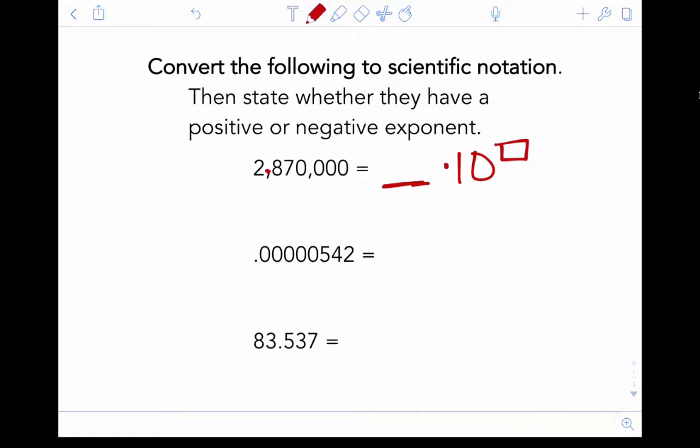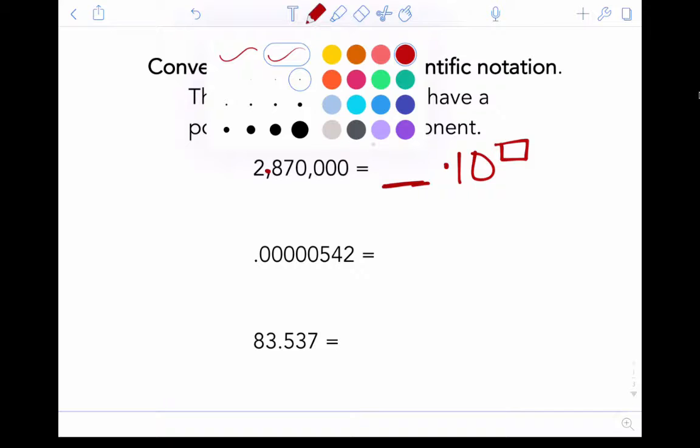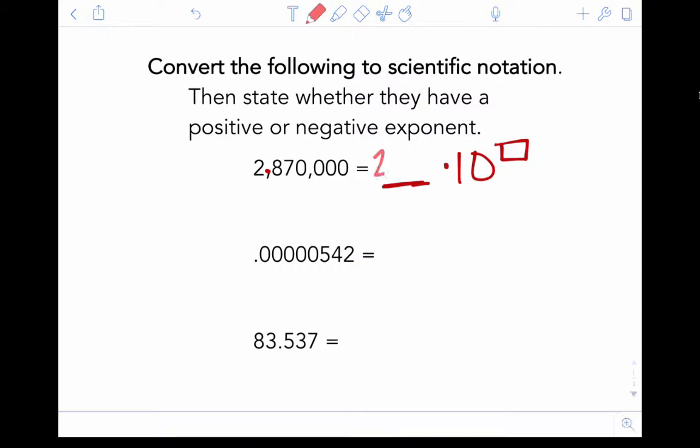So this number is going to be 2.87. Those zeros that are at the end don't make a difference, because if I write 2.870000, that's the same thing as just 2.87. That's the beauty of scientific notation. Those extra zeros on the ends don't need to be written. So I have 2.87 times 10.